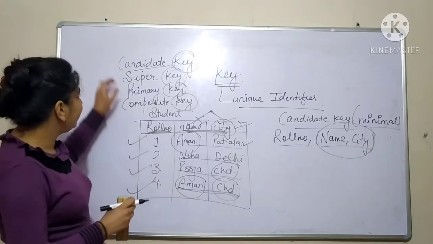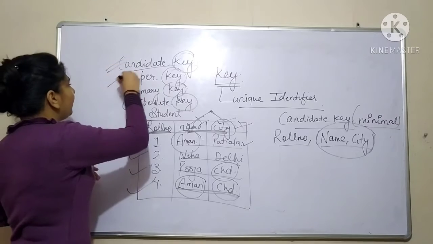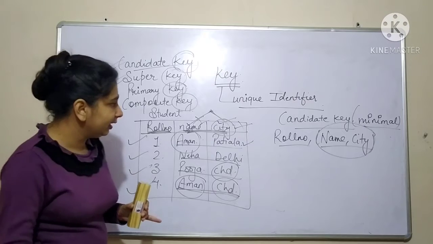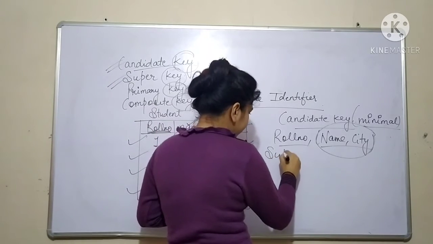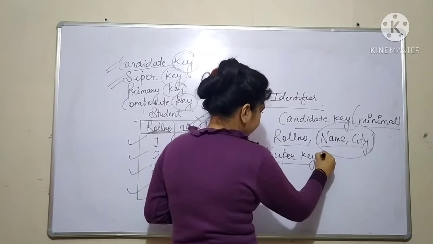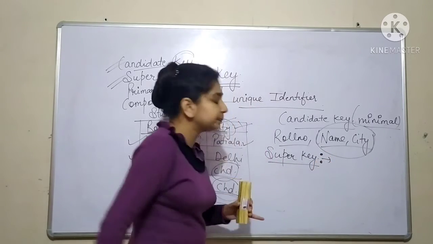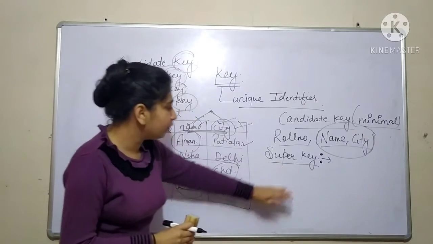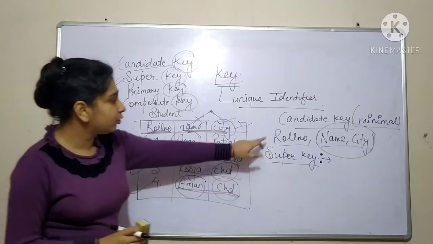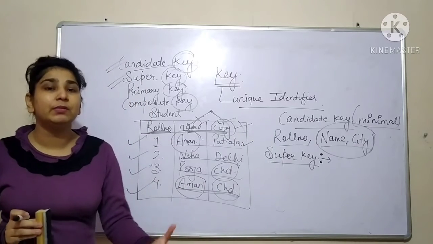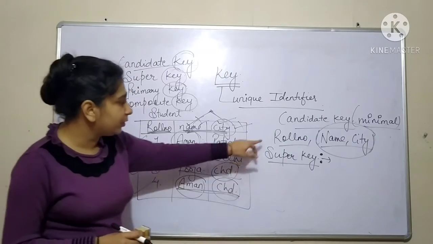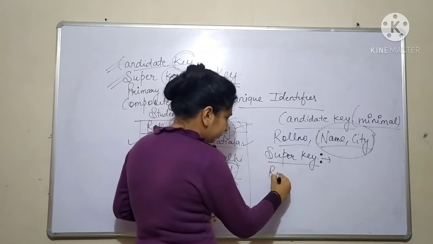Okay. Now let me tell you what is the meaning of super key. So what is the meaning of super key? So roll number. If you look at it, roll number is a candidate key. It is a minimal key. So firstly, what is going to be your super key? This roll number.